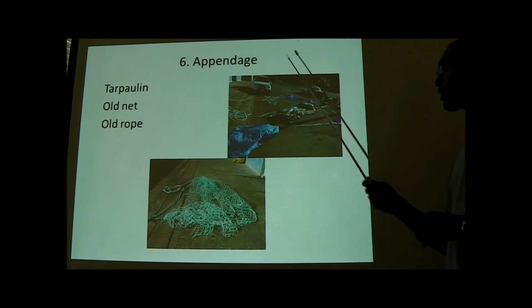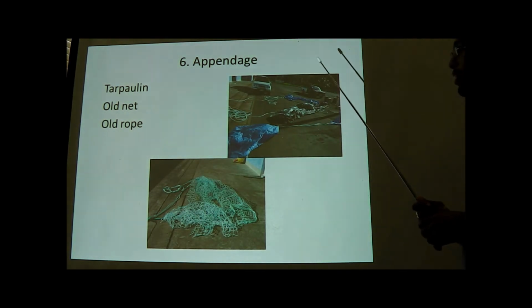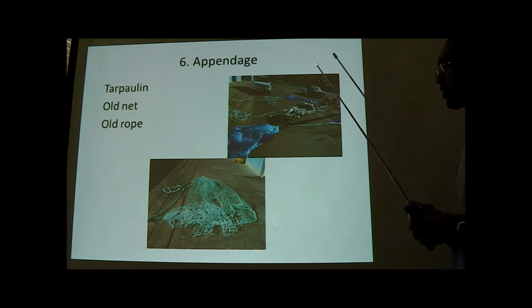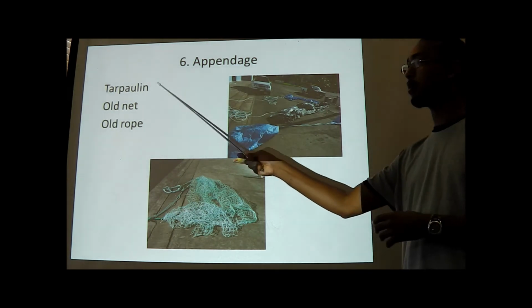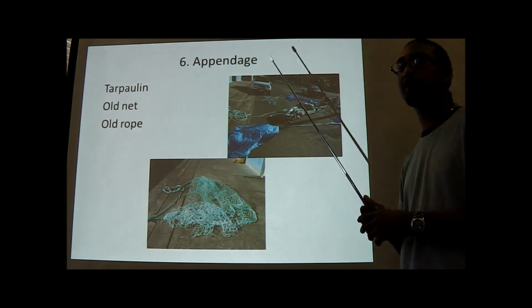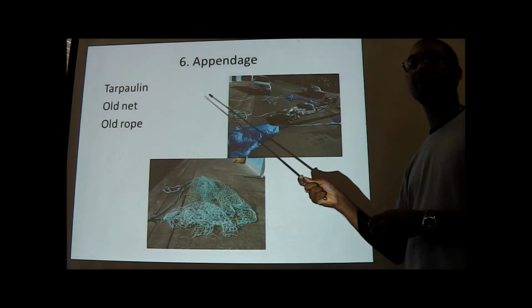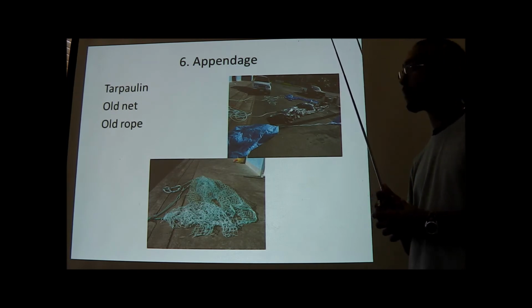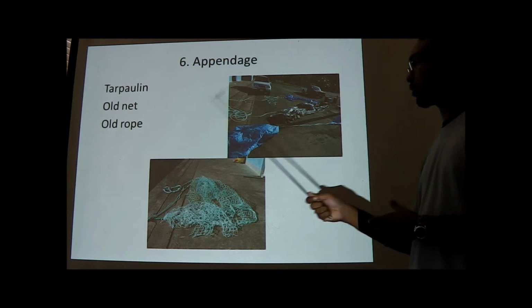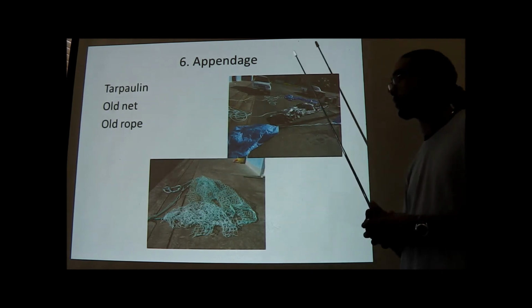A very important aspect of the FAD is the appendage, or as I said, the attraction device. The three main types of attractions being used are the main one, which is the tarpaulin, as I mentioned, attached between 30 to 60 meters of water. Old nets, which are usually tied at the surface for attraction of dolphin, wahoo, and other surface pelagics. And sometimes, in some circumstances, old ropes also at the surface.